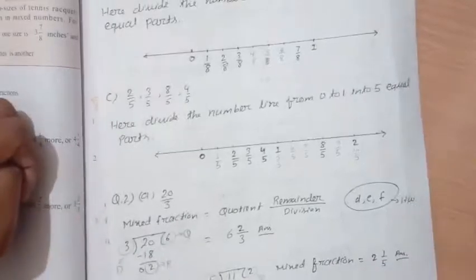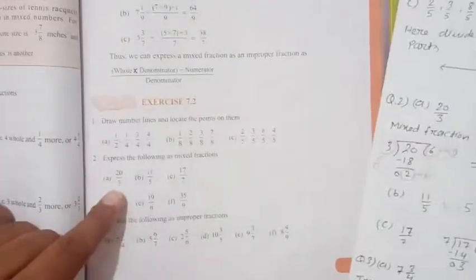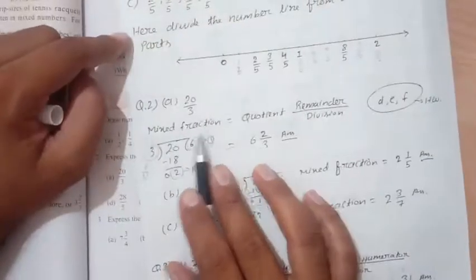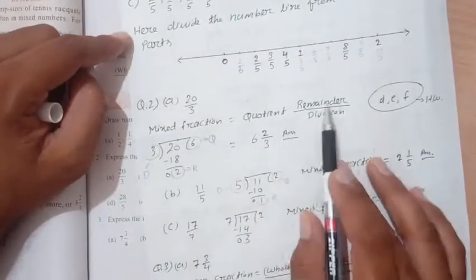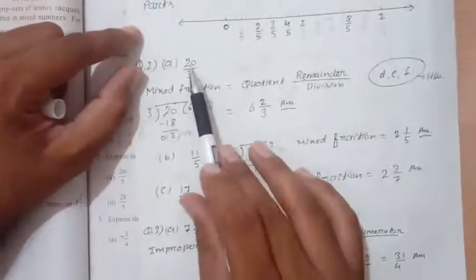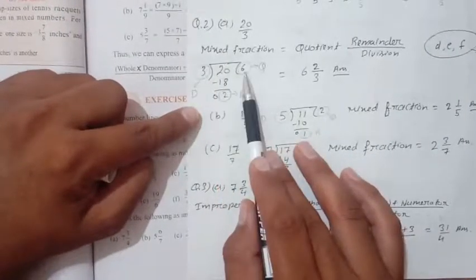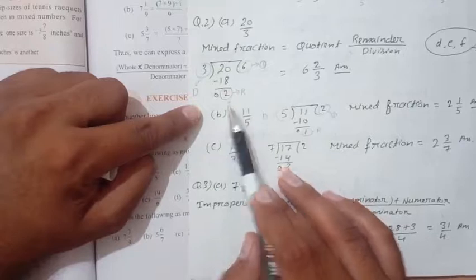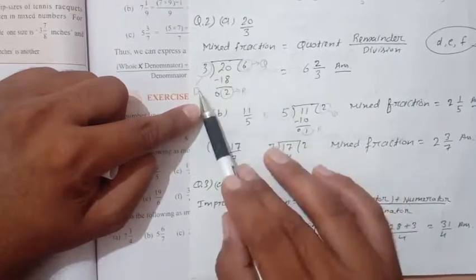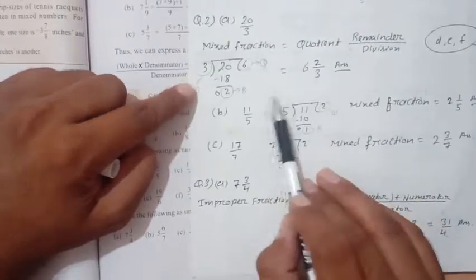Now move to the next question. In question number 2, express the following as mixed fractions. We have to convert into mixed fractions. First is 20 by 3. So what is the formula for a mixed fraction? Mixed fraction is equal to quotient, remainder over divisor. First we divide 20 by 3. 20 divided by 3, we get 6 as the quotient. Remainder is 2. So first we write the quotient, 6, remainder is 2 and divisor is 3.